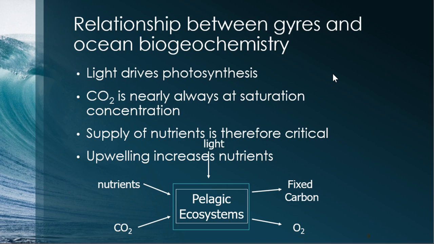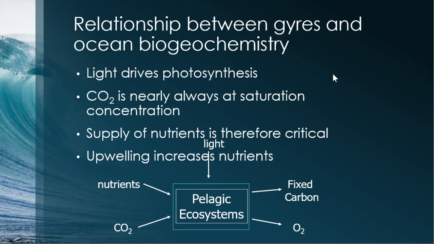Okay, so we know that light drives photosynthesis. We also know that light does not travel deep into the ocean. We also know that CO2 is nearly always at saturation concentration, which means that there's lots of dissolved CO2 in the water. So these two things combined mean that nutrients are the limiting factor right at the surface. All of these little photosynthesizers are using CO2 and releasing oxygen, but they're going to use up the nutrients too. So the question becomes, where do nutrients come from? Well, they come from stuff that dies and decomposes, but stuff that dies and decomposes sinks to the bottom. So in order to get nutrients, we need upwelling.